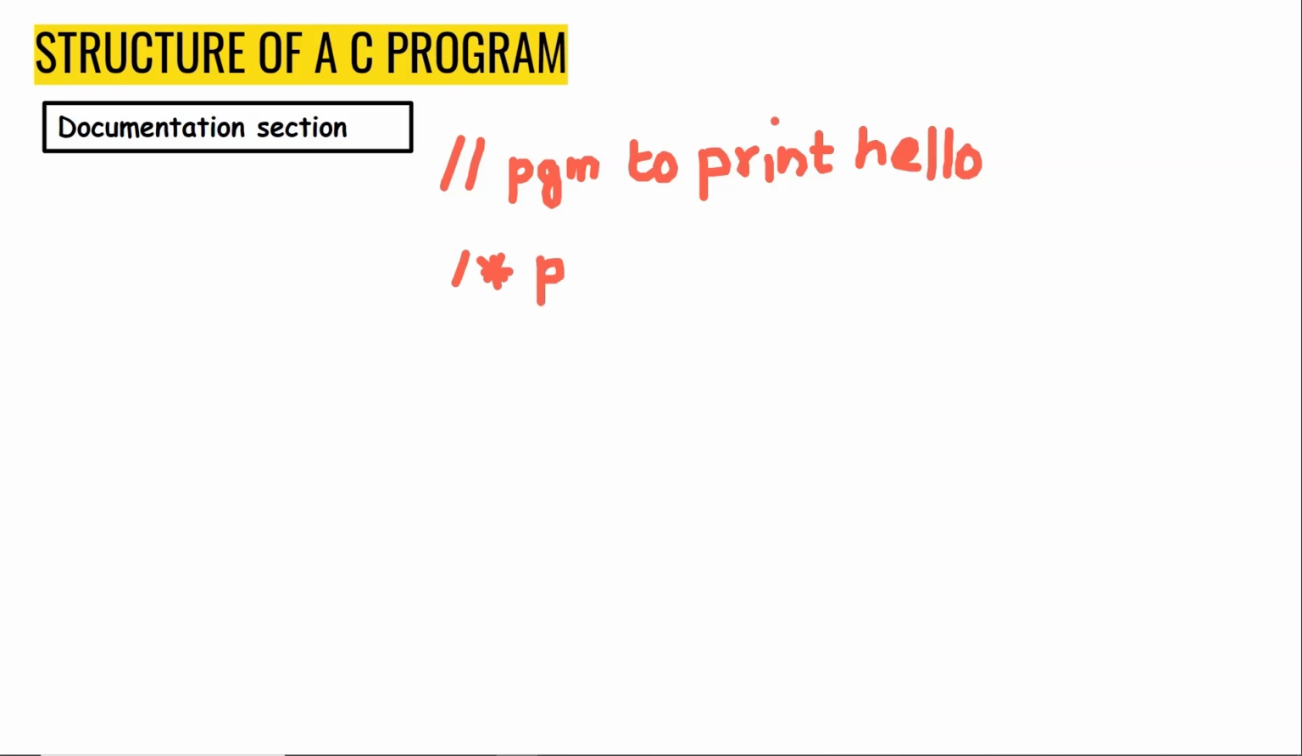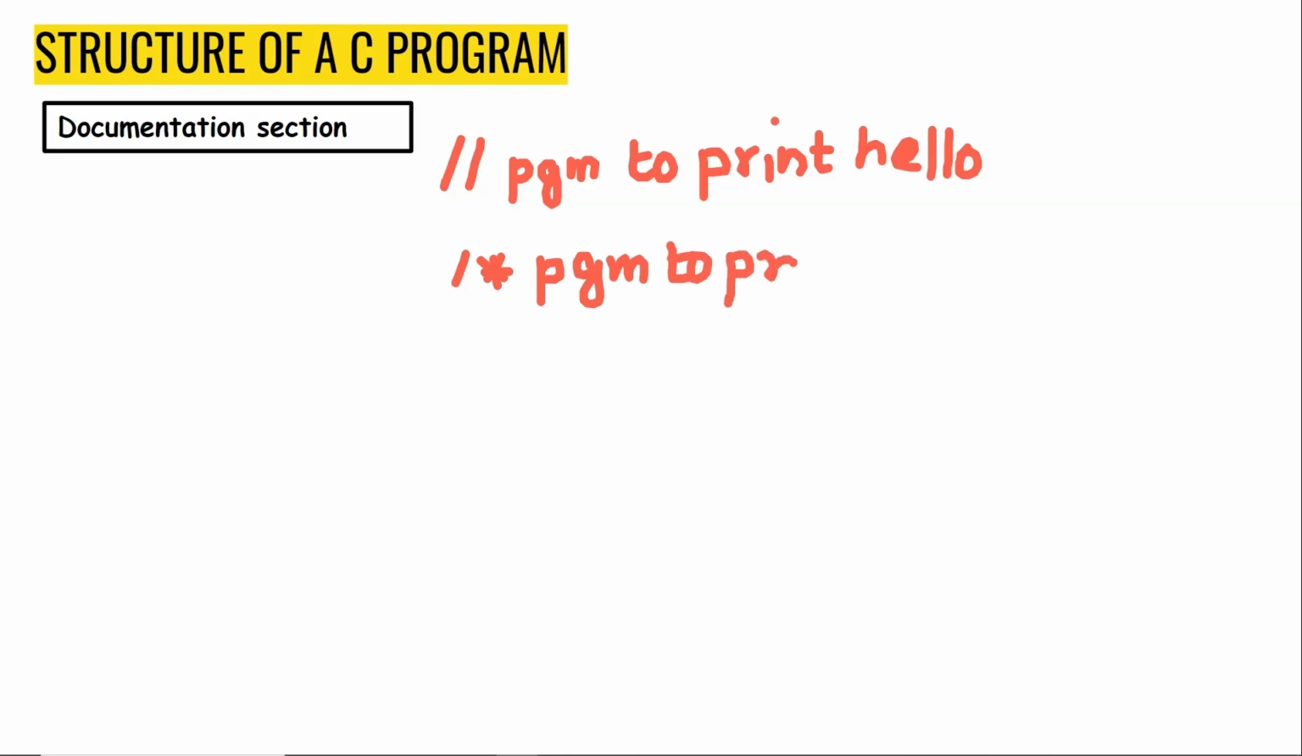Say for example, slash slash program to print hello. It is automatically terminated with the end of line. We also have multi-line comment, which means that if your documentation or comments go for multiple lines, we can give multi-line comments. It starts with slash asterisk and ends with asterisk slash.